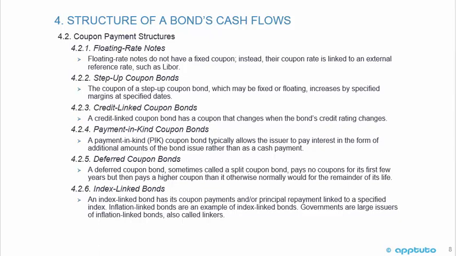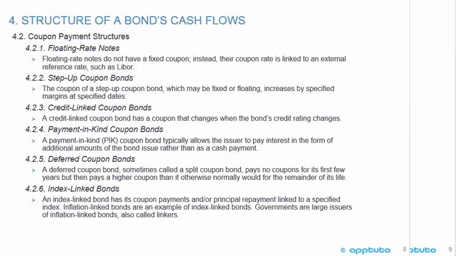And finally, index-linked bonds. An index-linked bond has its coupon payments and/or principal repayment linked to a specified index. Inflation-linked bonds are also an example of index-linked bonds. Governments are large issuers of inflation-linked bonds, also called linkers.